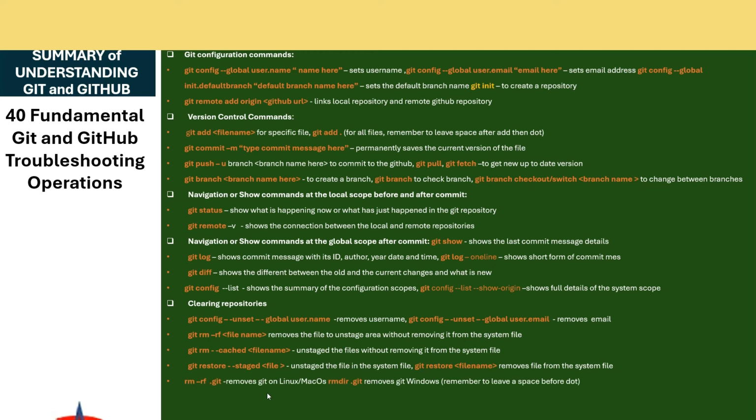Now, to turn a folder from a git repository to a non-git repository folder, you just remove the .git folder which came as a result of initializing it on the folder. To do that, you just use rm. Remember, you don't need to type git, you just type rm, which stands for remove, -rf, which means recursive and force. Remember, you have to leave a space there, then .git. This removes the git, especially when you're using Linux or Mac OS. Now, if you're using Windows, you can just use rmdir space .git. This one removes the git from the repository, just to turn the entire folder to become a non-repository folder.